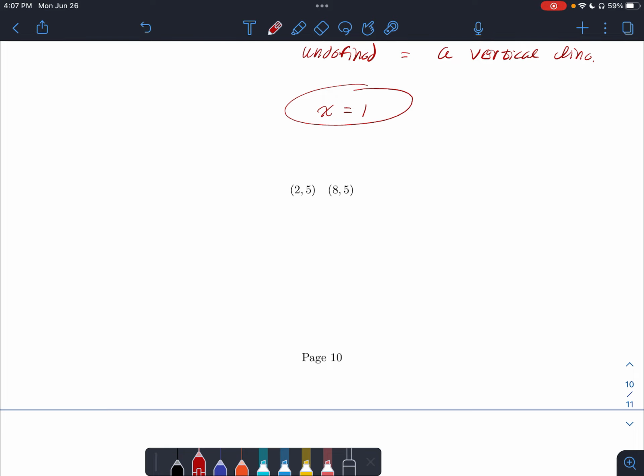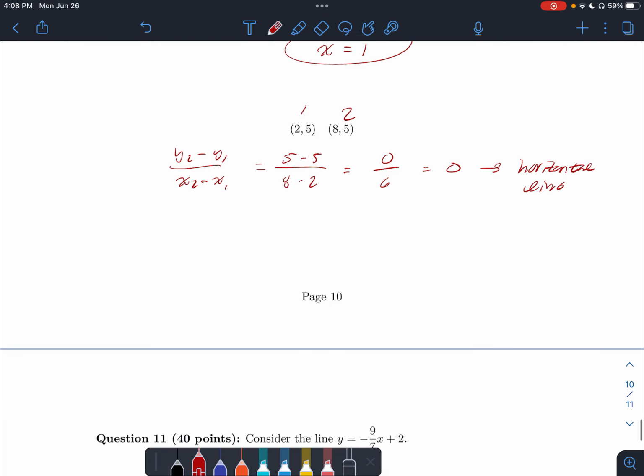Let's say we have slope is y2 minus y1 over x2 minus x1. This is point 1, this is point 2. So we could have 5 minus 5 over 8 minus 2, or 0 over 6, which is just 0. And remember, any line that has a slope of 0 means it's not going up and it's not going down. Therefore, that implies a horizontal line. Okay, and that means it's y equals something.